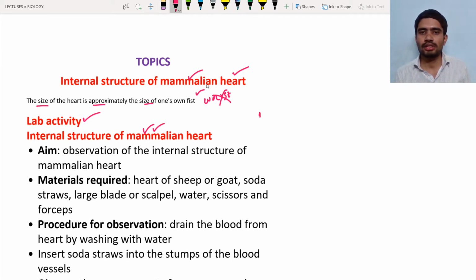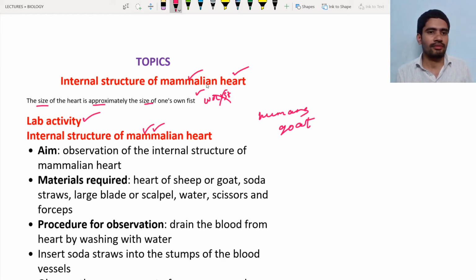If you take the example of human beings, human beings are mammals. Next, goat, sheep, and so on. These all are mammals. Why? Because these animals have mammary glands. And if you take the example of a pigeon or crocodile, they are not mammals, because these organisms do not have any mammary glands.